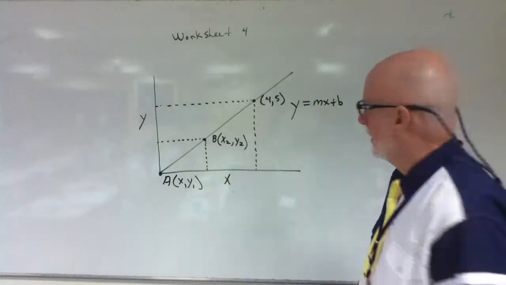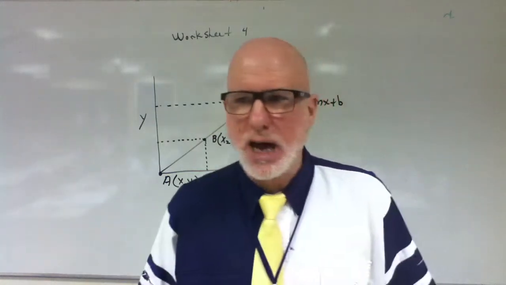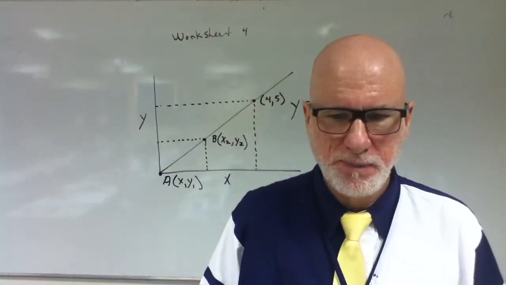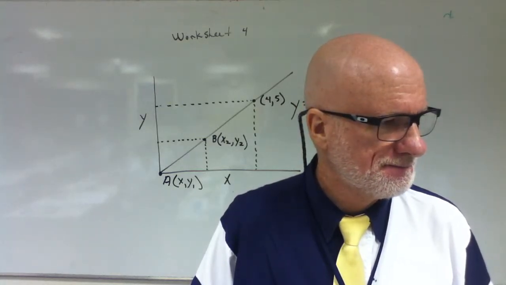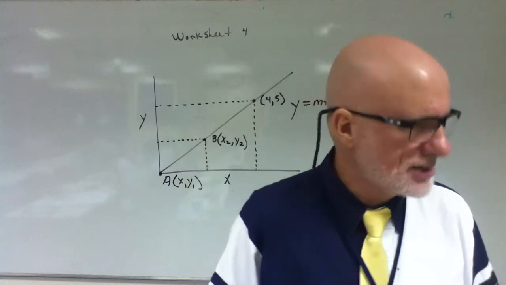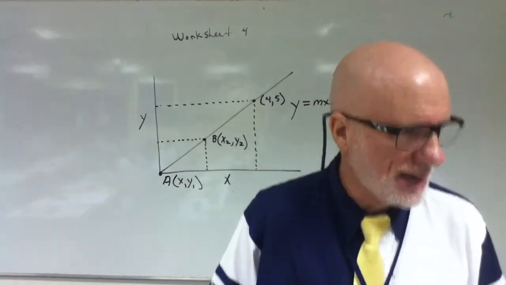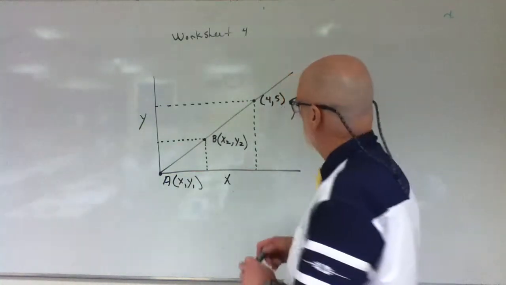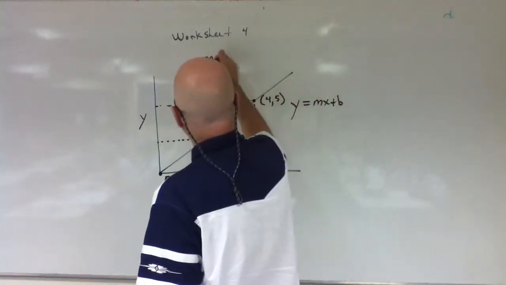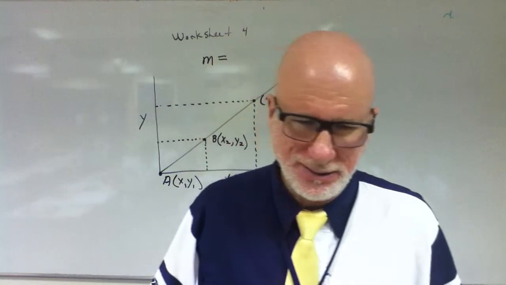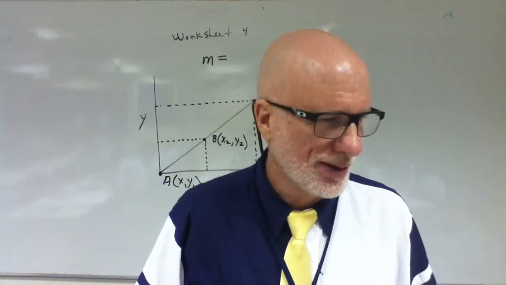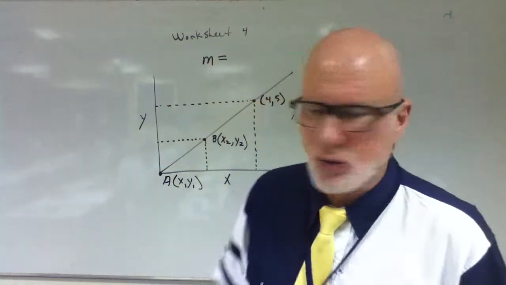How do you get the slope of a line? Does anybody know? It's rise over run. I like that. So m equals slope. A little weird that it's m, isn't it? Like, why not s? Okay, so m equals rise over run.